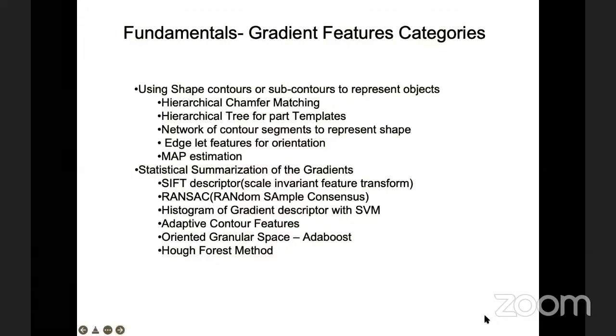Adaptive contour features can be extracted. Contour features I have told you how to extract, but doing it adaptively will lead to the statistical summarization. Oriented granular space. This is a new use of the gradients. Of course, here because it is from the literature survey, AdaBoost is the classifier which was used. But oriented granular space comes under the statistical summarization of gradients. Hough forest is another example of statistical summarization of gradients. So these are some of the gradient-based techniques, advanced techniques, which can be used.